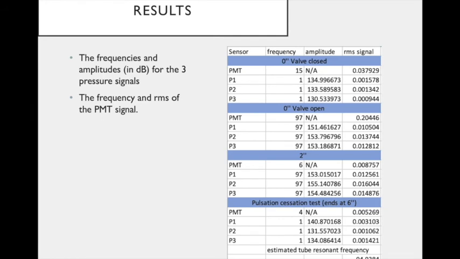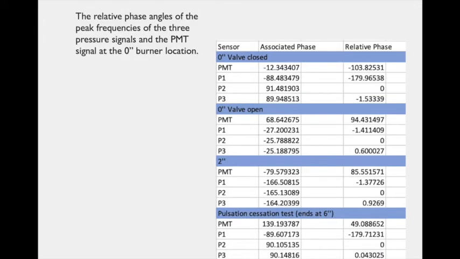For the results, we are presenting the frequencies and amplitude in decibels for the three pressure signals and the frequency and RMS of the photomultiplier signals for each of the trials. As presented in the table below, we have all the data. And second, we would like to present the relative phase angles of the peak frequencies of the three pressure signals and the photomultiplier signal at the 0-inch mark burner location. And here, as shown below in the table, we have all the relative phase angles.